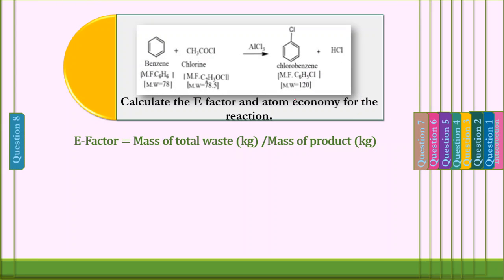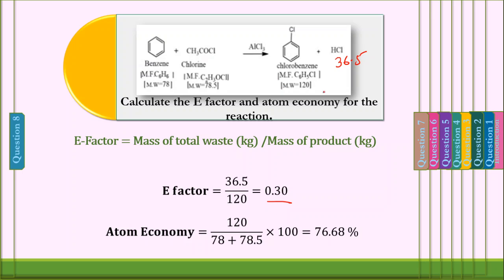Next question, very simple. Calculate the E factor and atom economy. Everything is mentioned here. Very simple. So for E factor, you have to see what is the waste. The waste is HCl, and I hope you remember it's 36.5. So divide by product. So 36.5 by 120 will give you 0.30. How to find out the atom economy then? Atom economy is desired product, divide by reagents. 78 plus 78.5 multiply by 100. Very nice, around 76.68%. I think you have got me right?